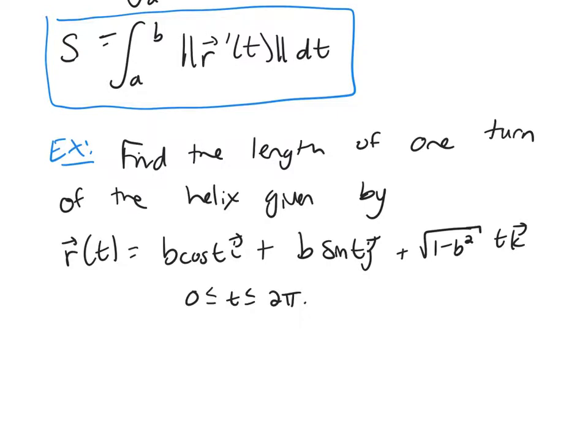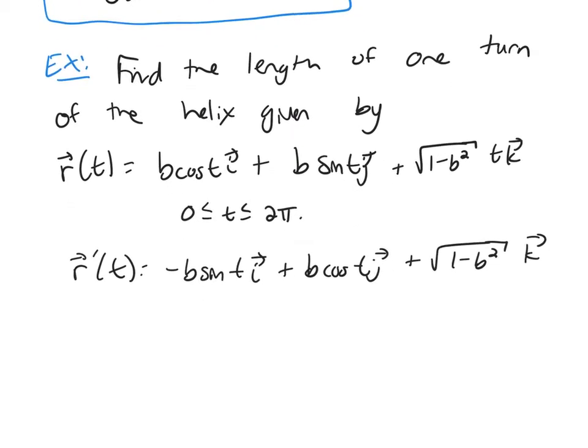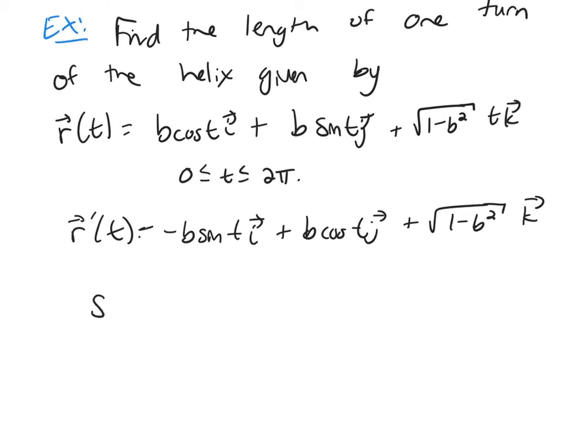So if I want to find arc length, I need the derivative of r. So we're going to find r prime of t. It's going to be negative b sine t i plus b cosine t j plus the square root of 1 minus b squared k. And so now we're going to find arc length, plug it into our formula, S. It's the integral from 0 to 2 pi, and then it's the magnitude of the derivative, r prime.